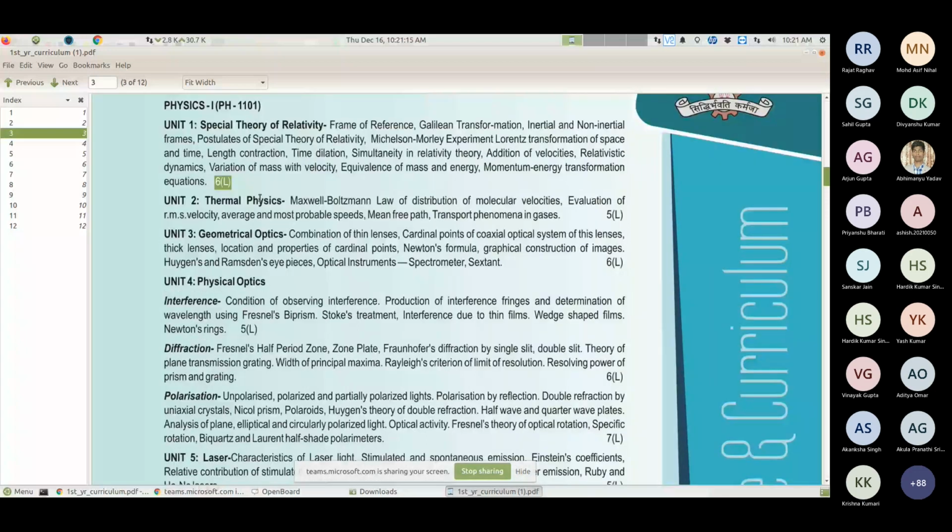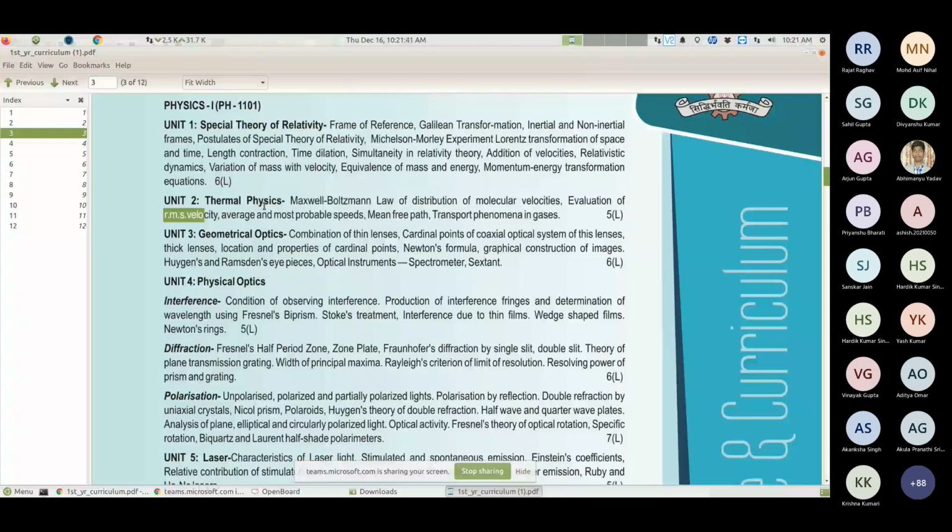Thermal physics, same is here. At least you have heard about this RMS velocity, average and most probable speed. You at least know the formula, right? What is the purpose of discovering all these things? ये सब क्यों डिस्कवर किया गया, क्या यूज है इनका? We will discuss all these things in detail.